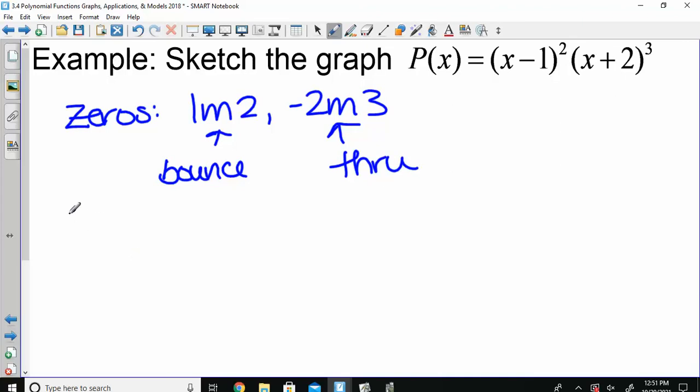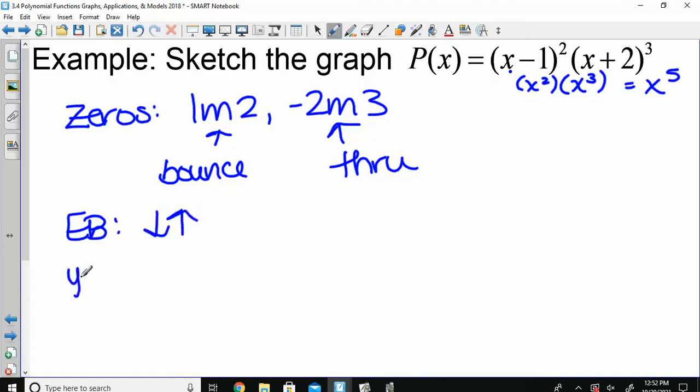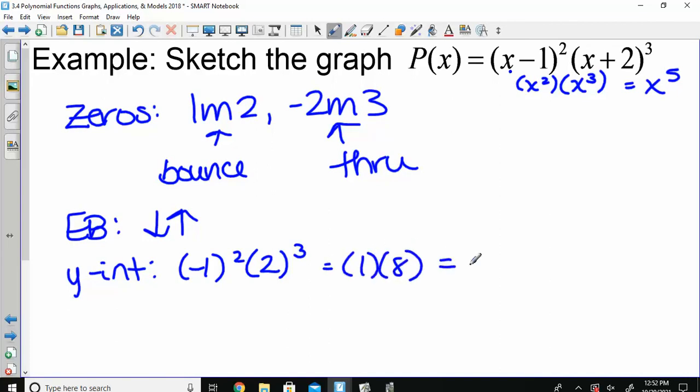Okay. Next, end behavior. So we have to think about if we multiplied this out, what would we get? The first parenthesis would give us an x squared, then we get an x cubed. So overall this is x to the 5th. So what would my end behavior be? Down, up. Y-intercept. If you plug in 0 for all of your x's, you get -1 squared times 2 cubed. So that's 1 times 8, which is 8.